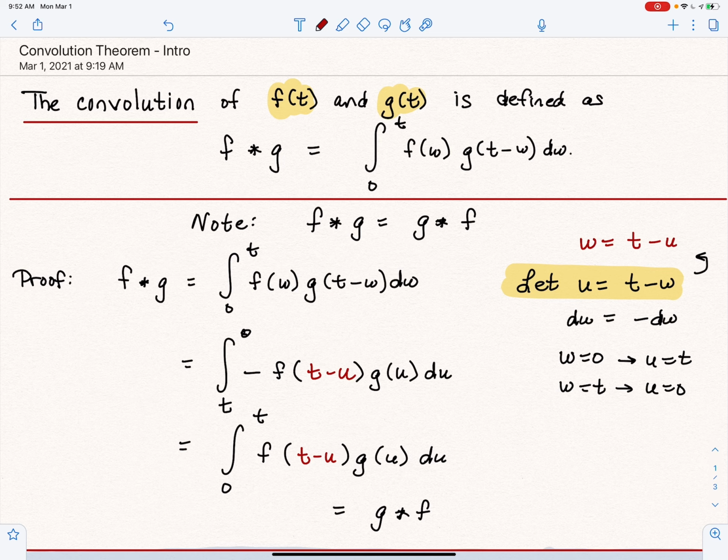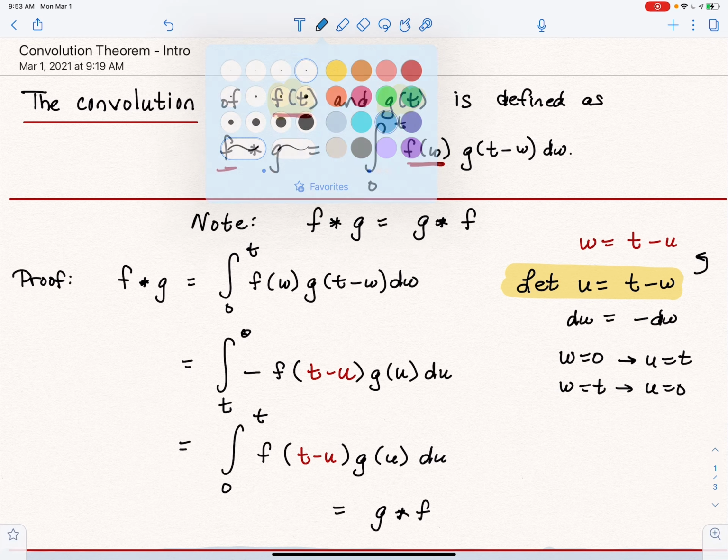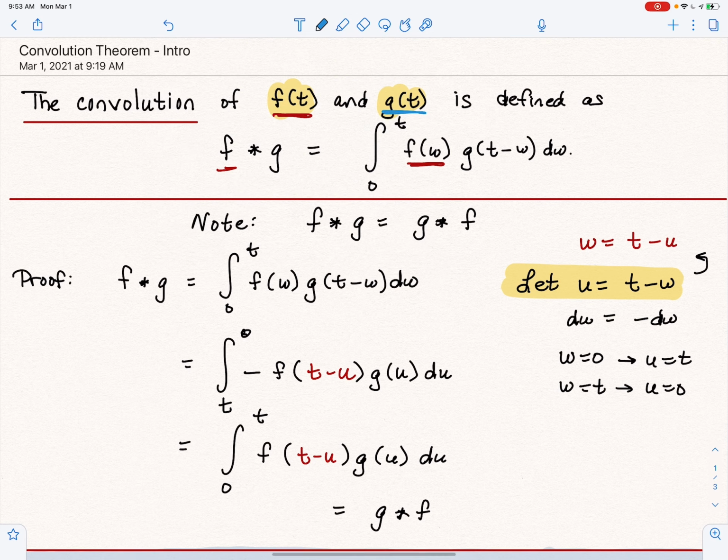So basically, it's the integral of one function of w, times the other function of t minus w, integrated from 0 to t. And the reason why I say that is because the convolution is commutative. That might be intuitive, but we'll prove it anyway.